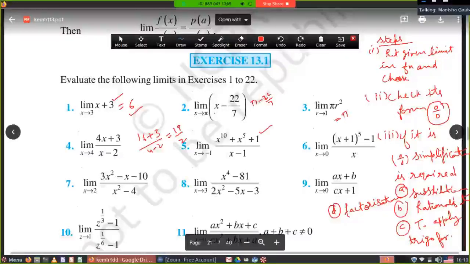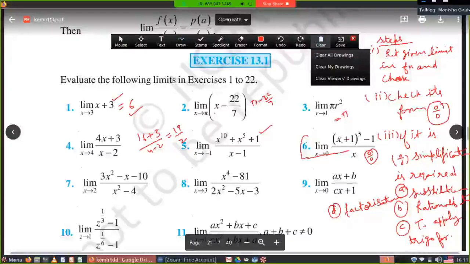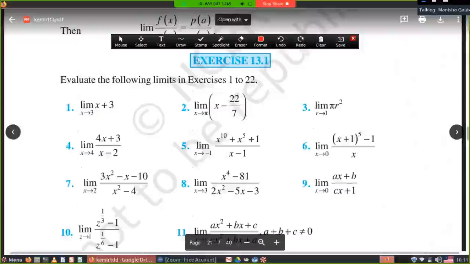In question number 6, it is written, x plus 1 whole power 5 minus 1 upon x. As you put x equal to 0, you will get 1 minus 1, 0, and 0 upon 0 form. It means the question should be simplified before solving, to eliminate the 0 upon 0 form. Let's do it. The 0 upon 0 form can be eliminated by two ways.